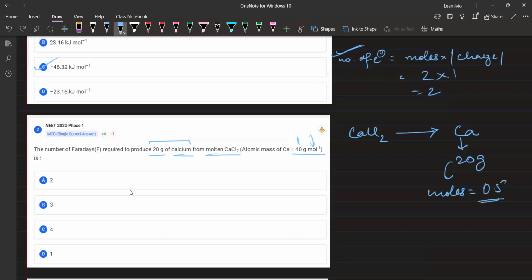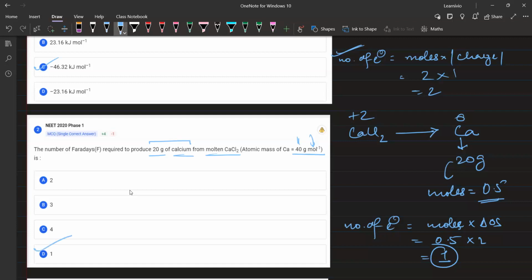Now what we have to do? You have to look at the change in oxidation state. What is the change in oxidation state? Here calcium is +2. Here calcium is 0. Here also number of electrons will be equal to moles into delta OS. This will be equal to 0.5 into 2, which will be equal to 1. So you need 1 mole of electrons, that means 1 Faraday. Is that it? This is very useful. If you have the formula, number of electrons is equal to moles into delta OS, this is very useful. ठीक है, please copy this down. So copy कर लीजिए.